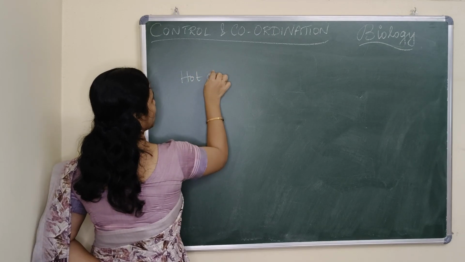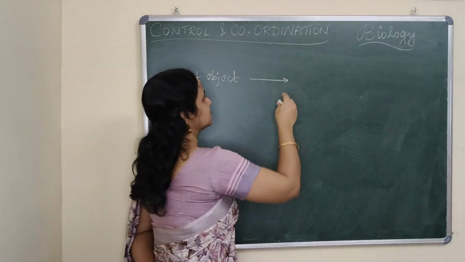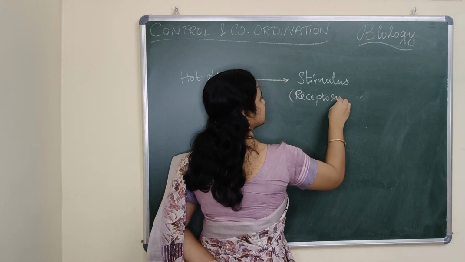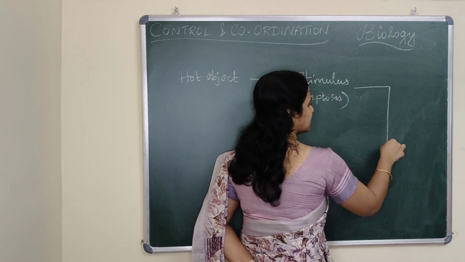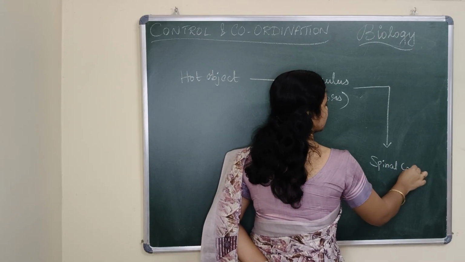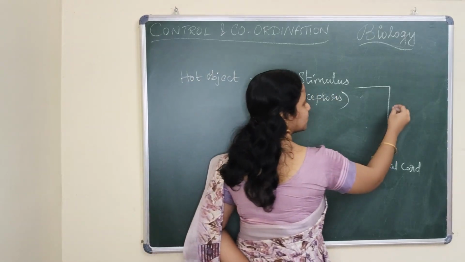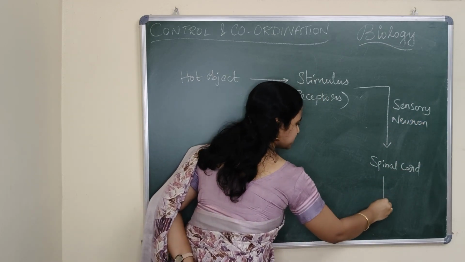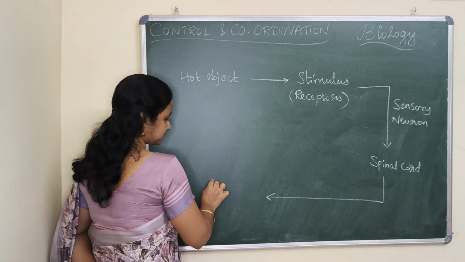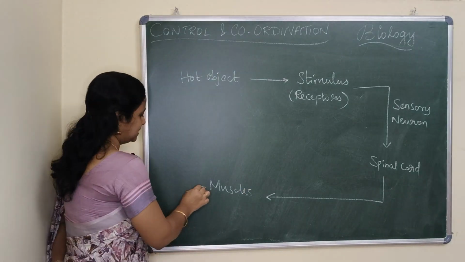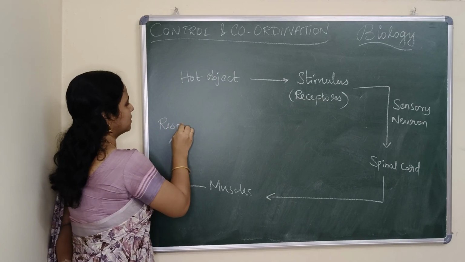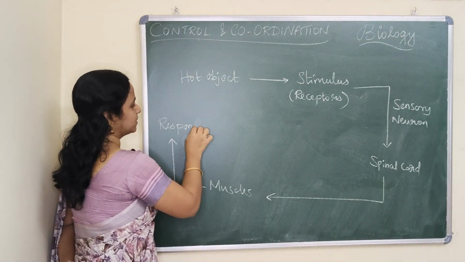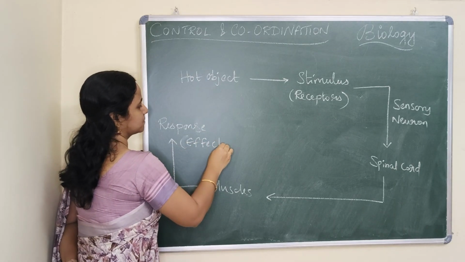So when we touch any hot object, we receive the stimulus. That receiving of the stimulus is by the receptors. So first the receptors will receive the stimulus. Then the receptor will send it to where? It sends it to the spinal cord. This stimulus is sent to the spinal cord by the sensory neuron. Now from the spinal cord, the signals reach the muscles. And here finally we respond. So here is the stimulus and here we respond.